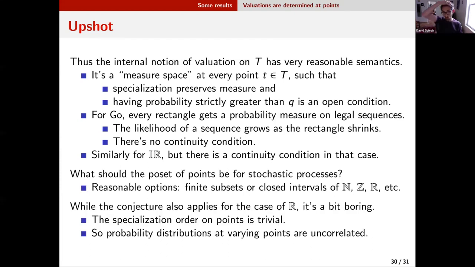And in terms of going back to stochastic processes, a reasonable notion of points would be like finite subsets or maybe closed intervals of the naturals, the integers or the reals. While the conjecture, if you read it, applies what I said above for the real numbers, it's a bit boring. The reason is that the specialization on points is totally trivial. So probability distributions at varying points would be uncorrelated.